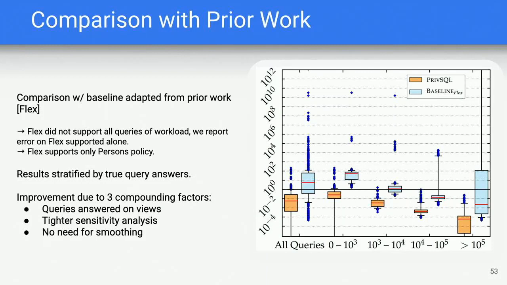For our next experiment, we compare with Flex. Flex is one query at a time, and we did all queries together, so we adapted it a little bit. We just ran Flex by splitting our privacy budget across every single query. Some of the 3,600 queries that we submitted could not be supported by Flex, so we excluded them from this plot. And also, Flex only supports person policy, not household policy.